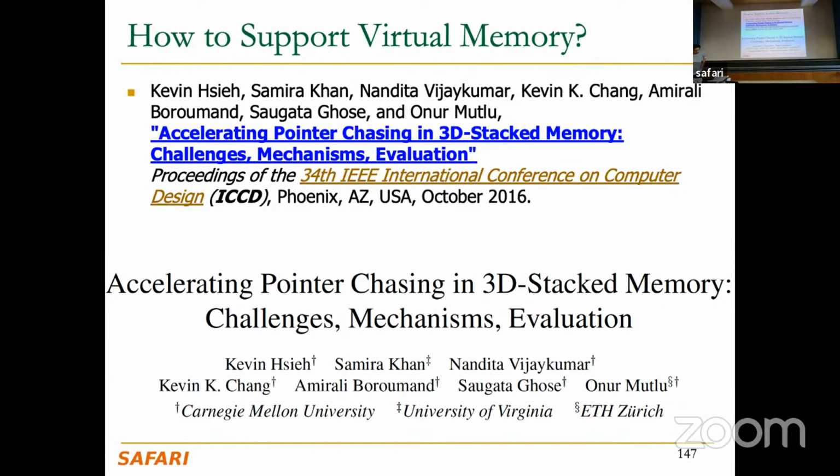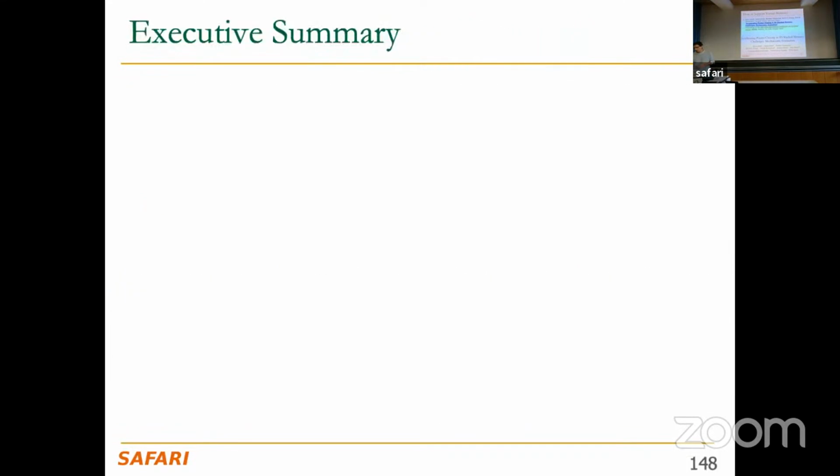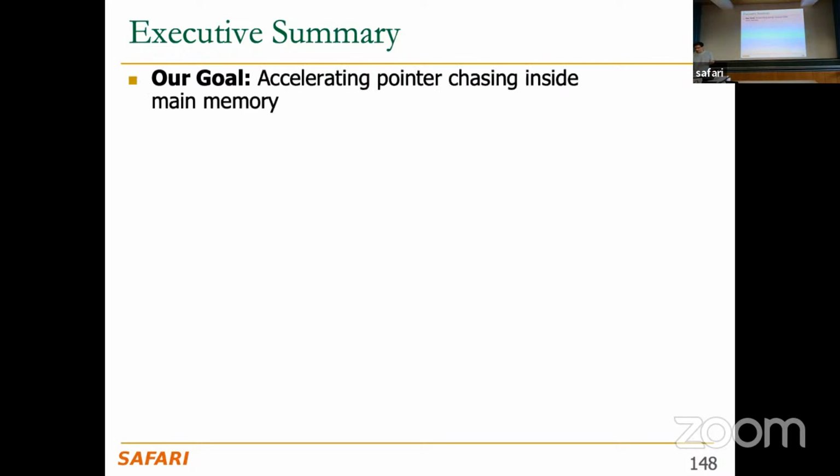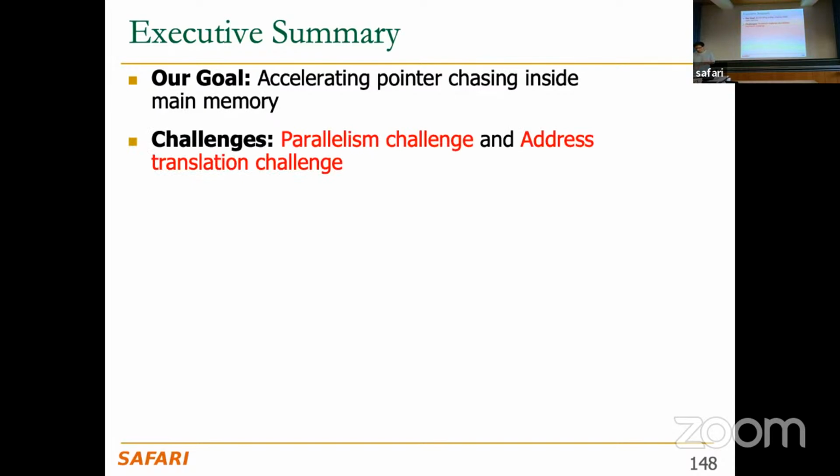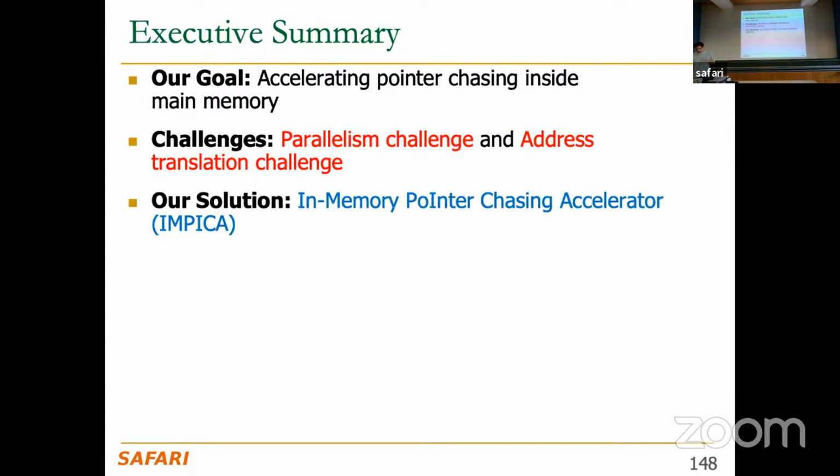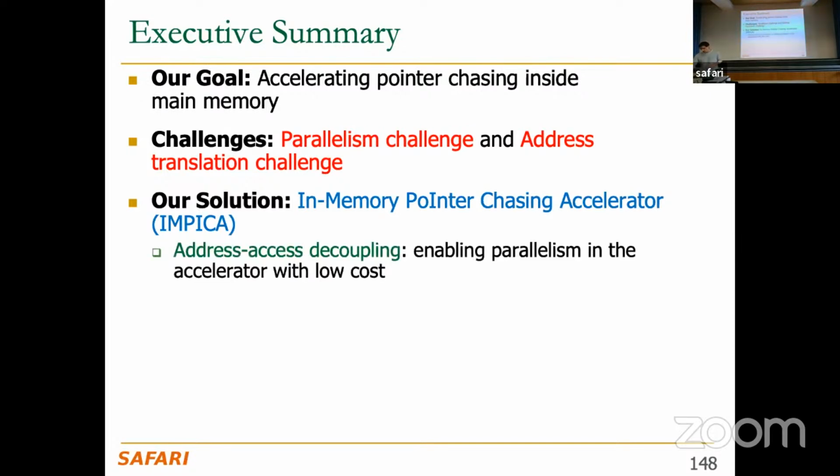In other processing in memory accelerators, for example this one, we may need more complex mechanisms to support virtual memory translation. This work, accelerating pointer chasing applications with processing in memory, is called Impica for short, and you will see the acronym later. It has as a goal accelerating pointer chasing inside main memory. Challenges are parallelism and address translation. That's one of the challenges. The reason why this is called Impica is because it means in-memory pointer chasing accelerator.